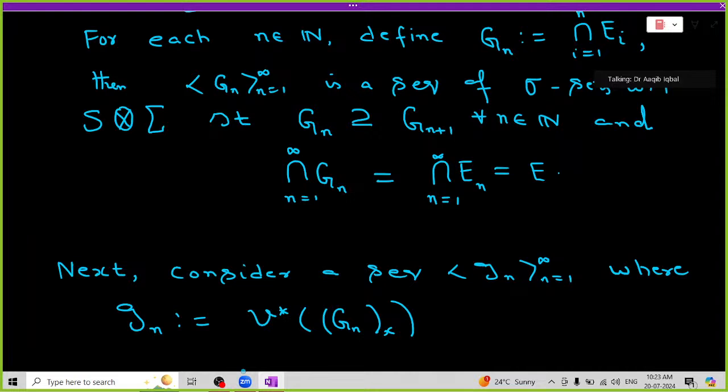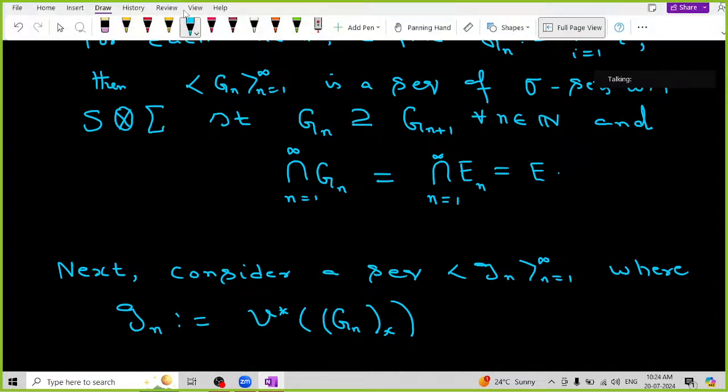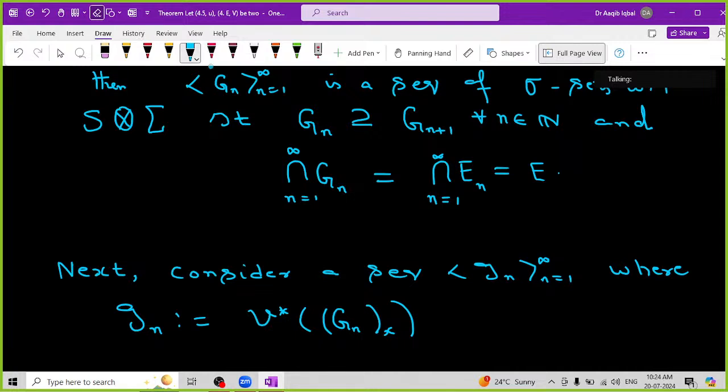Now what can you tell me about these gn's? Little gn's. Capital Gn's, we know that they are sigma sets. So the outer measures of the x sections of capital Gn's will actually be integrable functions by case second. So these gn's are actually integrable functions, where gn is defined like this.